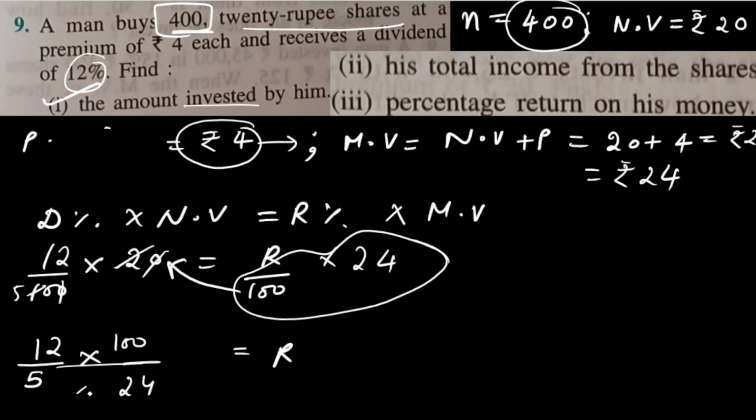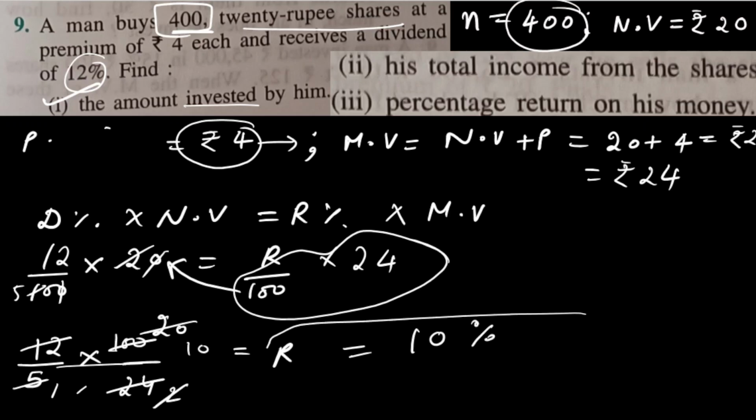Now let's do cancellation. Up and down, sideways also cancellation we can do. So 5 into 1, 5 into 20. Then 12 into 1, 12 into 2 is 24. 2 into 1, 2 into 10. So R we got 10%, because we were finding the return percentage. So R's value we found as 10%. With this we completed this question also.